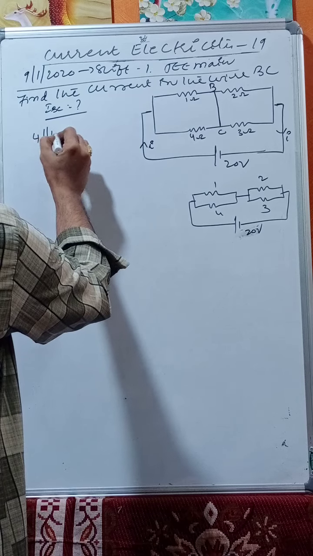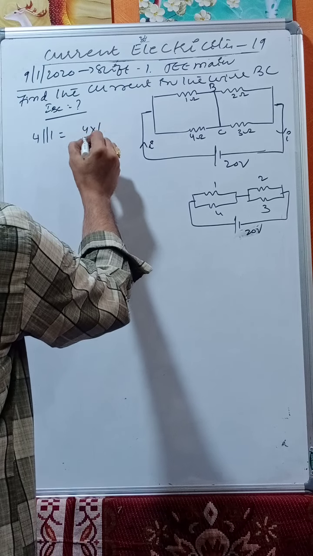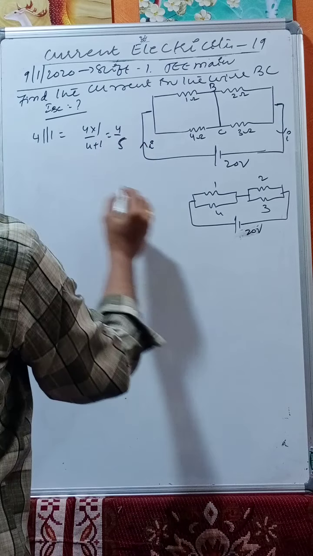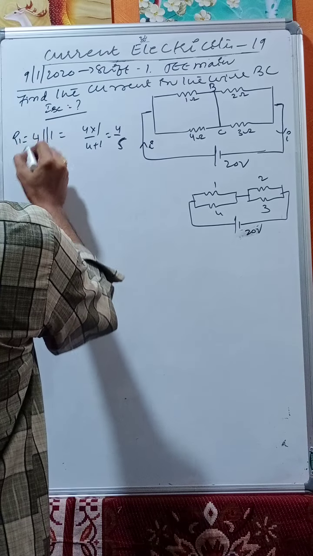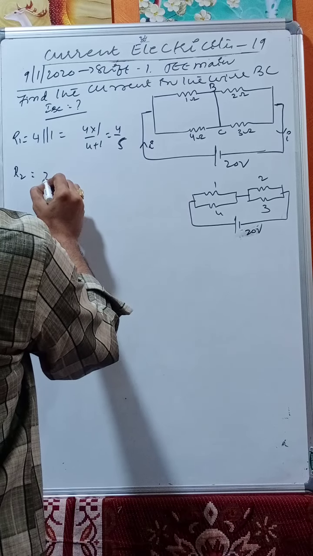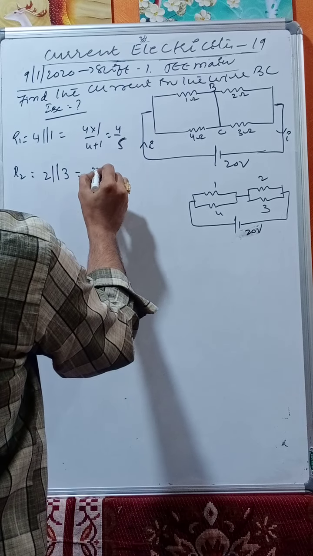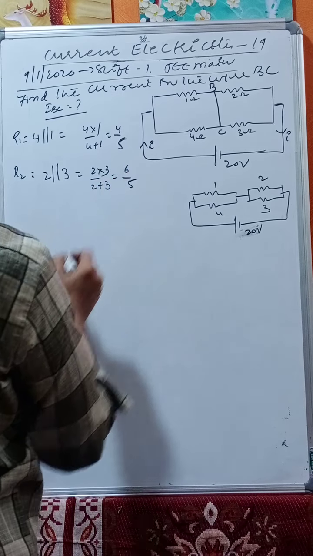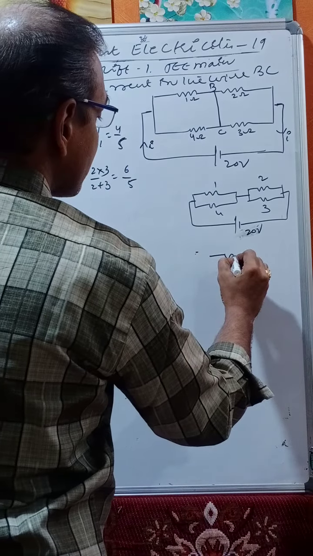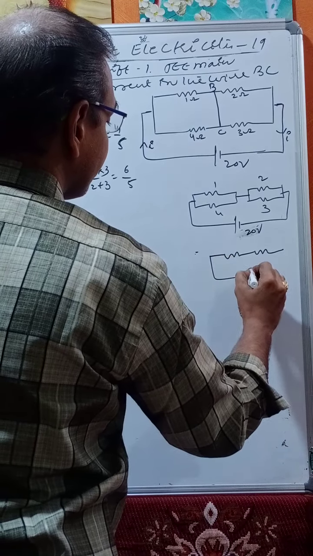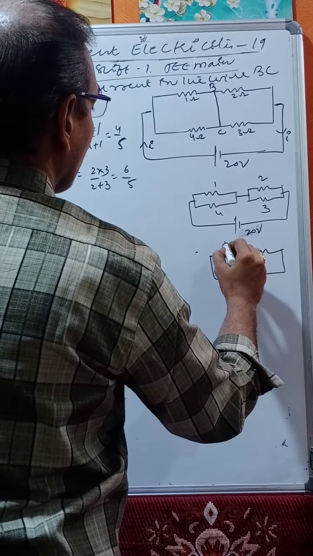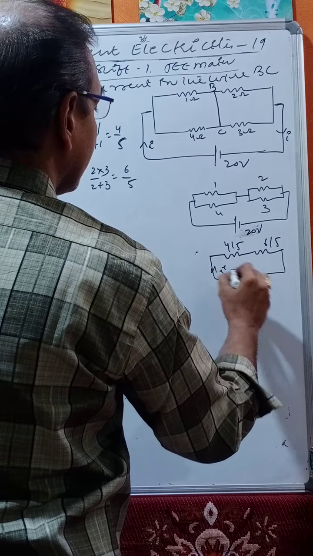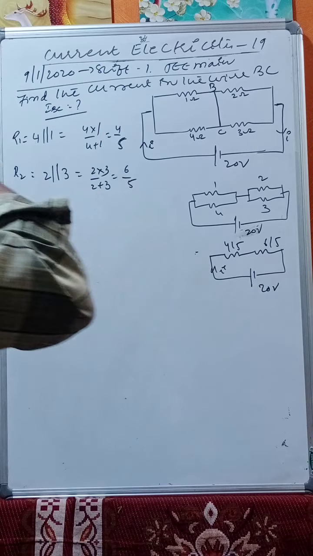4 in parallel with 1 is 4 into 1 by 4 plus 1, that is 4 by 5. Let us take it as R1. And R2 is 2 in parallel with 3, that is 2 into 3 by 2 plus 3, that is 6 by 5. Now this is equivalent to this: 4 by 5, 6 by 5, current I, and 20 volts.